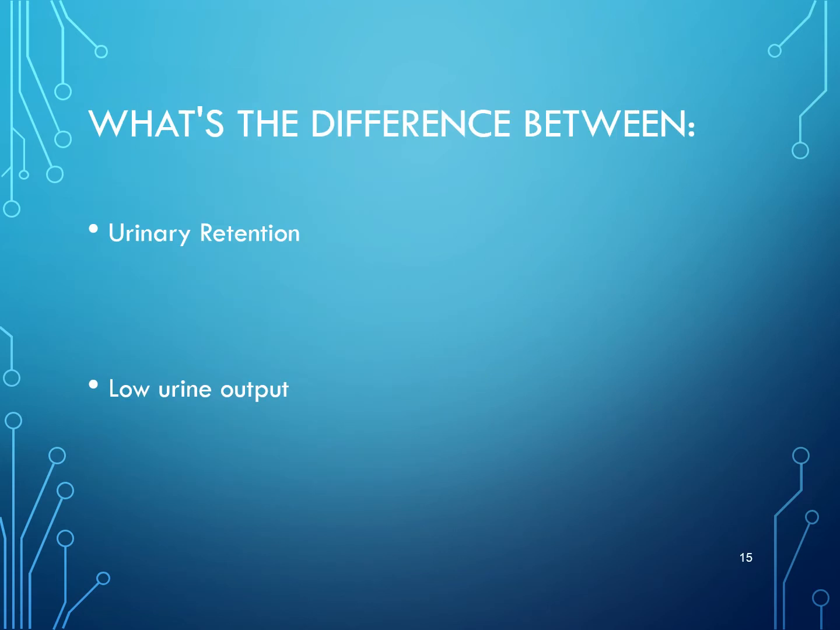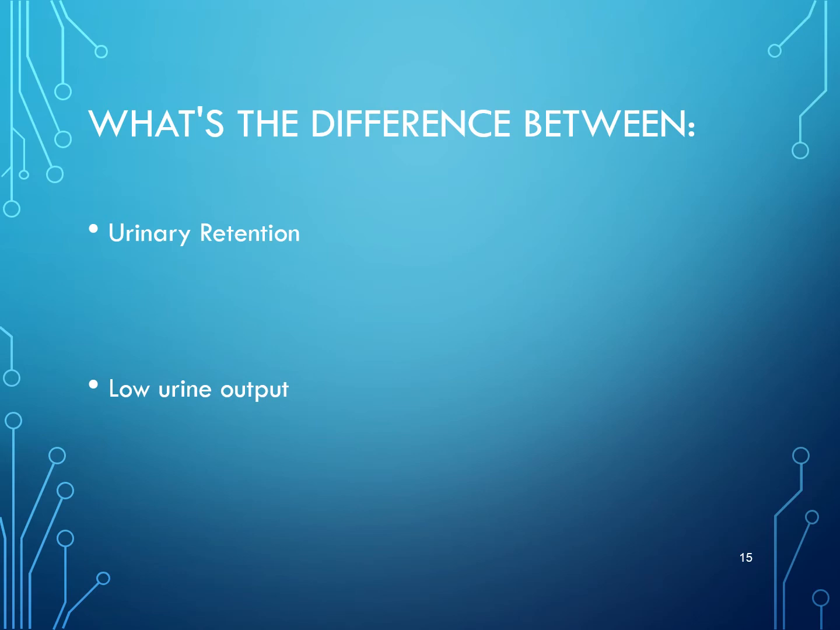So what is the difference between urinary retention and low urine output? The reason we have this slide is because a lot of people are mixing these two concepts up. Urinary retention means that the body is making urine. We're able to make urine, the kidneys are functioning, hopefully, and that urine is kind of stuck in the bladder for whatever reason. We're not getting it out of the body from the bladder. Okay, that is urinary retention.